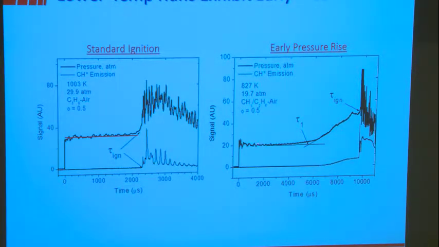So you can see for up to about 6 milliseconds, the pressure is constant at about 20 atmospheres. But after about 6 milliseconds, the pressure rises rapidly to here. And of course, if the pressure is rising, so too is the temperature.